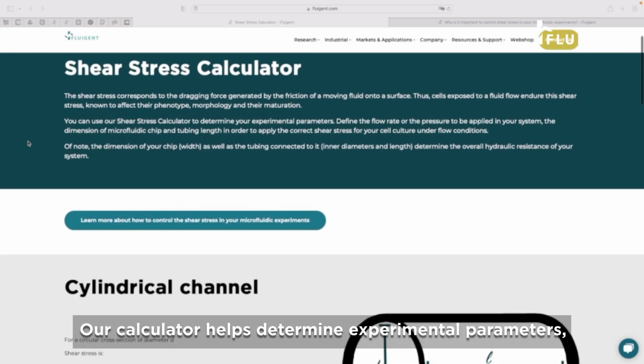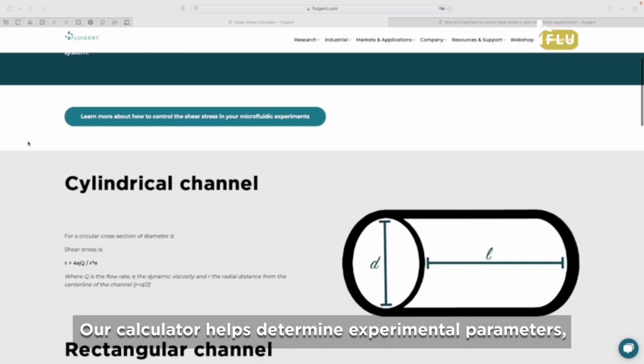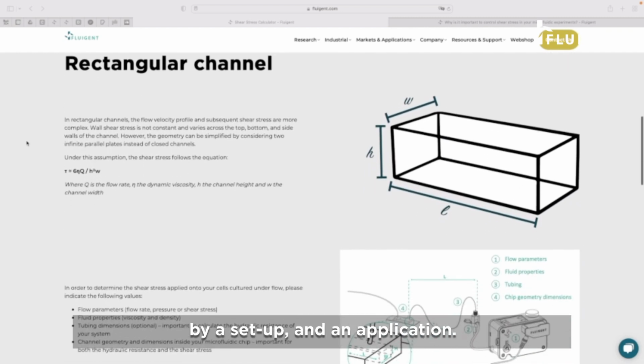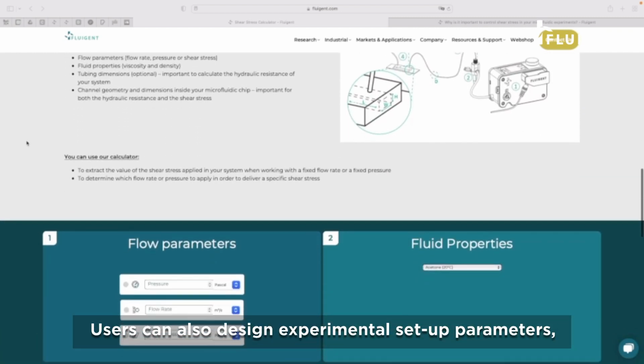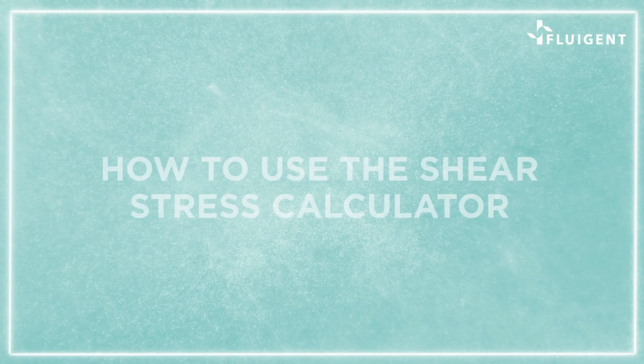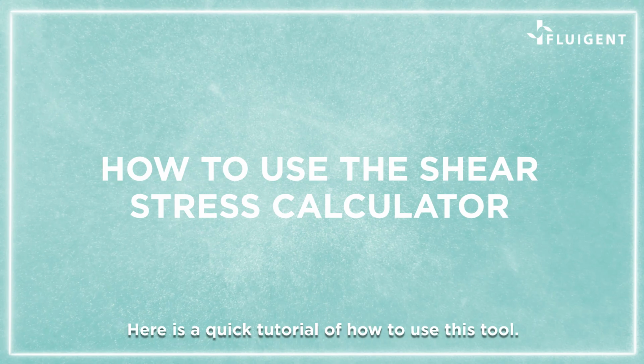Our shear stress calculator helps determine experimental parameters by predicting the shear stress level induced by a setup and an application. Users can also design experimental setup parameters based on a specific shear stress value. Here is a quick tutorial of how to use this tool.